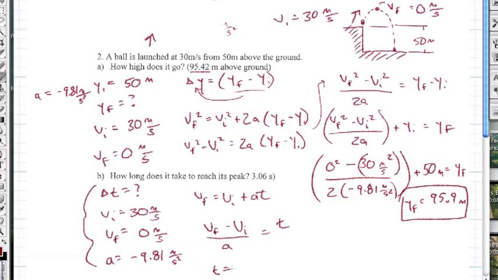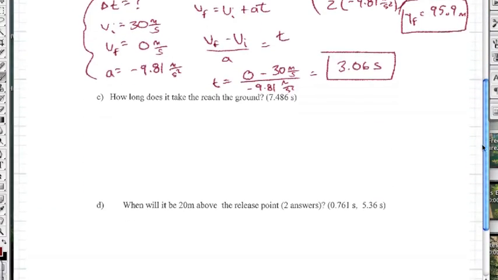So time is equal to, what's our final? 0 minus 30 meters per second over negative 9.81 meters per second squared. That'll give us an answer in seconds. And what we get is 3.06 seconds to reach the peak. Okay, that's 2B. Let's go on to C.